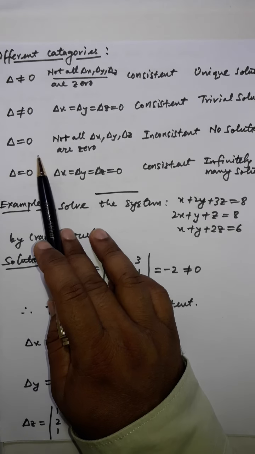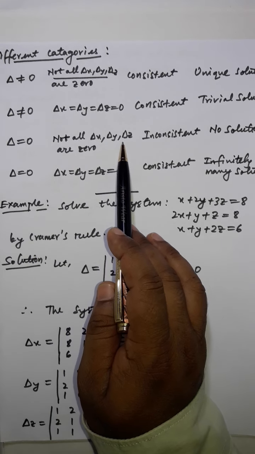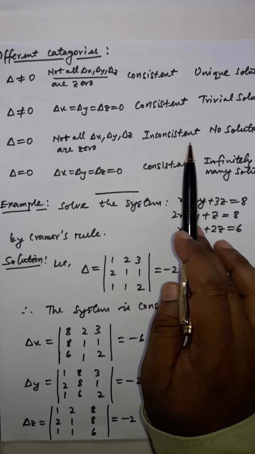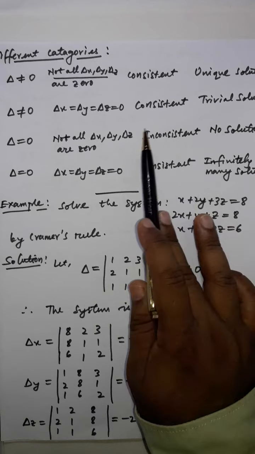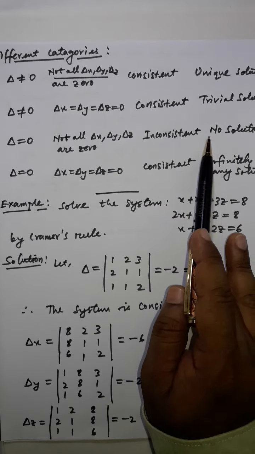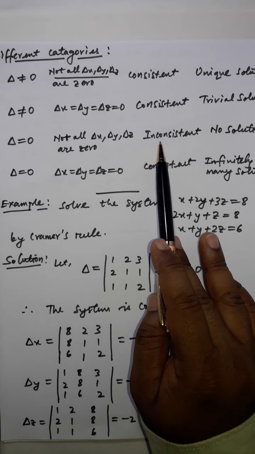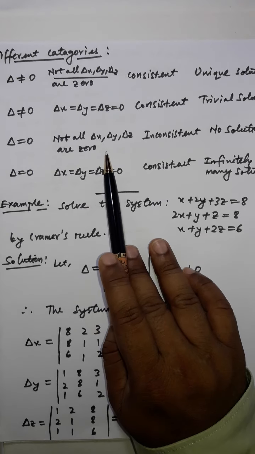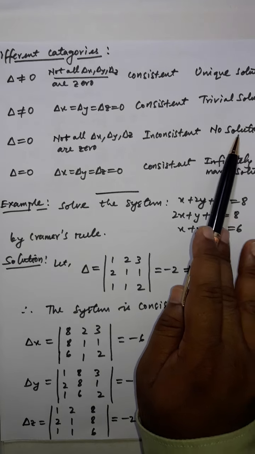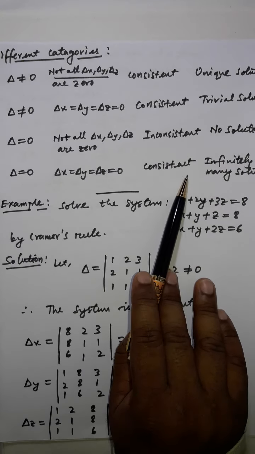The third category says that if del is 0, but not all of del x, del y, and del z are 0 at a time, this is the only case where the system will be inconsistent. Inconsistent means you will not get any solution here. The nature is that you will get no solution. No such values of x, y, z you will get here. So remember friends, this is the one and only case where the system is inconsistent and you will get no solutions. In all the other three cases you will get some sort of solutions.